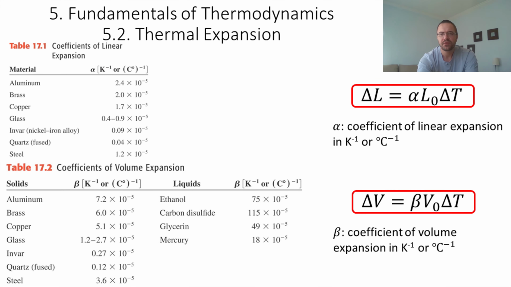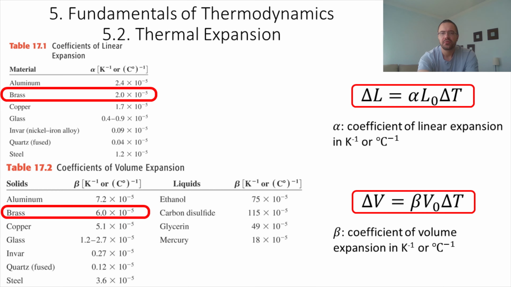So look at brass, for example. The coefficient of linear expansion alpha is 2 × 10⁻⁵ Kelvin⁻¹. And the coefficient of volume expansion is 6 × 10⁻⁵ Kelvin⁻¹. So it is 3 times more. And in fact, you can check other values in this table. The coefficient beta is equal to 3 times the coefficient alpha for isotropic materials. And most of the materials in the table are isotropic, so this applies.